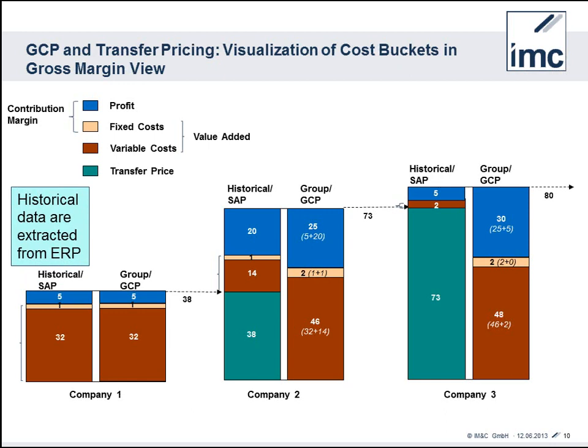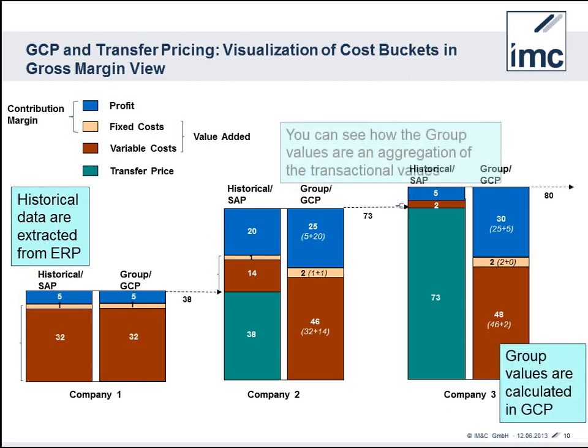So here we have a couple of things that come up in the slide. Historical data are the data extracted from the ERP system, so they come from newer systems. Group values are calculated in GCP. This is quite clear from this slide. GCP calculates the group values, so it works a little bit like a consolidation tool. It calculates your values at group level.